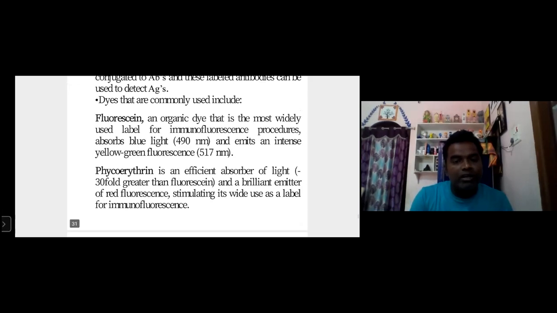One more dye we also use is phycoerythrin. Phycoerythrin is an efficient absorber of light, nearly 30-fold greater than fluorescein, and a brilliant emitter of red fluorescence, which is why it is widely used as a label for immunofluorescence. That's why nowadays we use it in immunofluorescence.